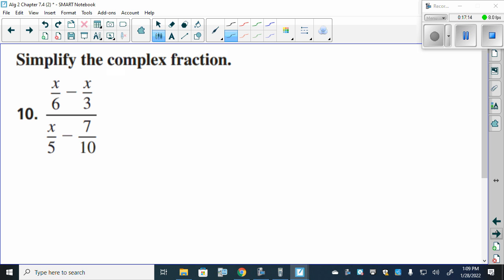This one here is a little bit different because the denominators in the numerator and denominator don't have variables. Because we have 6, 3, 5, and 10. Now looking at all these here, we can still do the exact same thing. But this time, we need to find a number to multiply on top and bottom instead of one with a variable. So what is the smallest number that 3, 6, 5, and 10 will all go into?